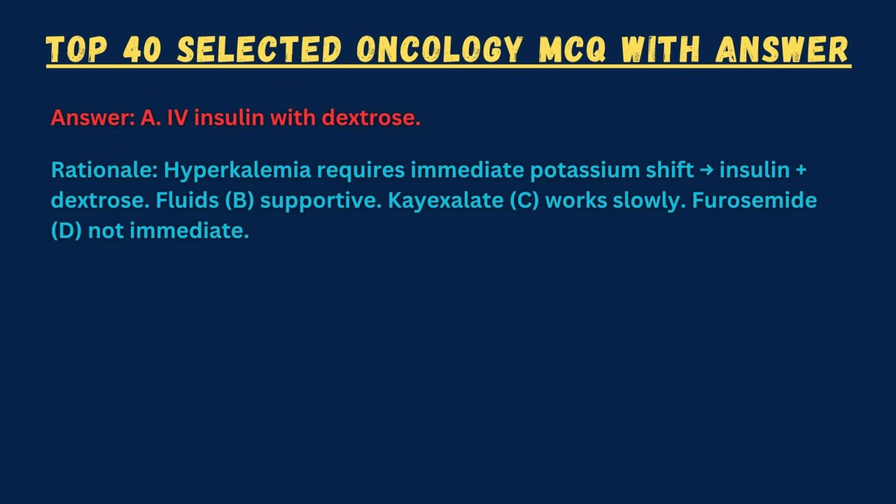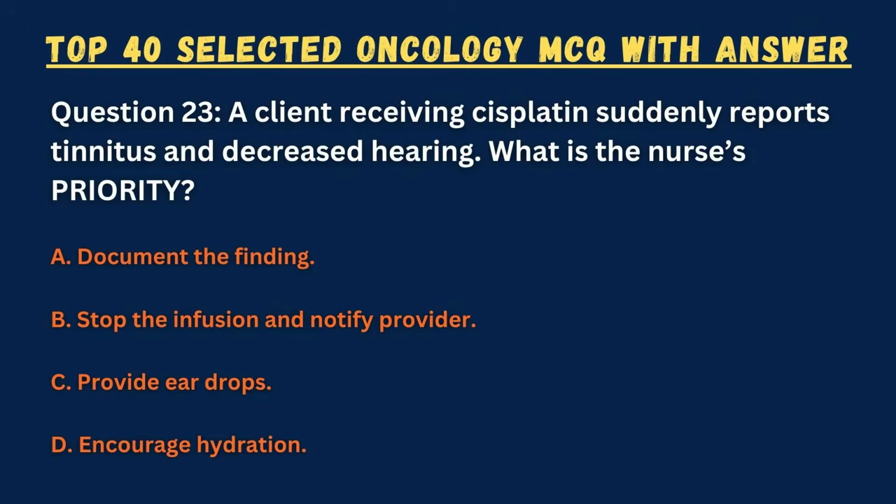Rationale. Hyperkalemia requires immediate potassium shift, insulin plus dextrose. Fluids, B. Supportive. Kayexalate, C. Works slowly. Furosemide D. Not immediate.